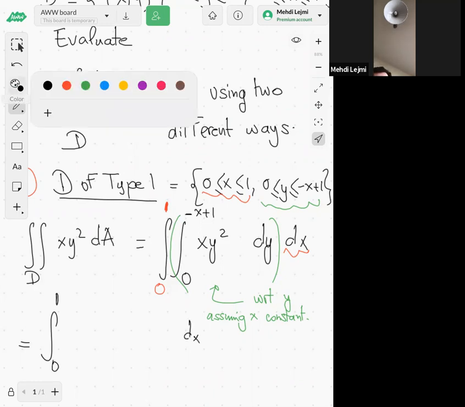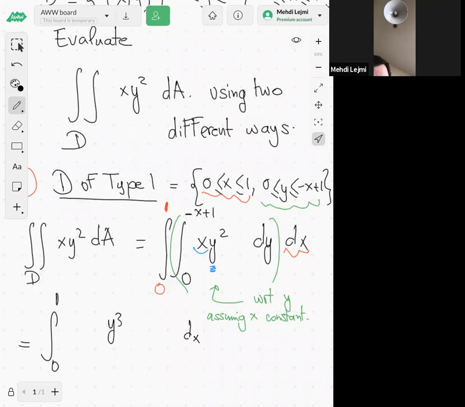So you integrate with respect to y, x is supposed to be constant, so don't worry about the constant. All you have to do is integrate the y squared. The integral of y squared will be y cubed over 3, and here's my constant x. This is evaluated between 0 and minus x plus 1, so we substitute y by minus x plus 1 first, and then by 0.